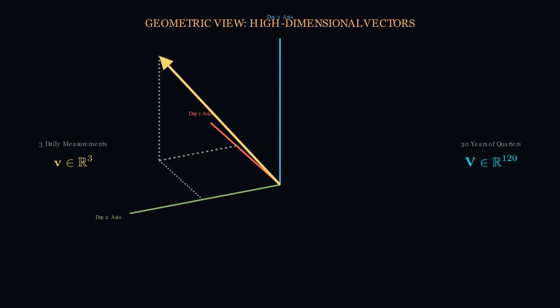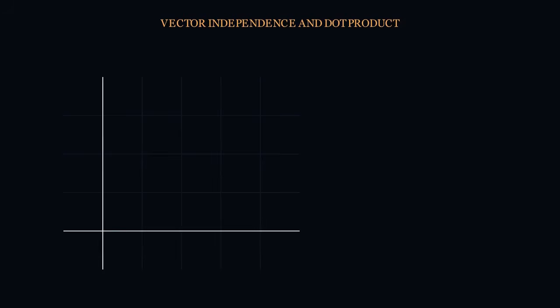If we have a dataset with 3 daily measurements, that dataset is a single vector in 3-dimensional space, pointing in a specific direction. For 30 years of quarterly data, we have a vector pointing in a 120-dimensional space. In this high-dimensional space, we want to decompose our complex vector into simpler, independent component vectors.